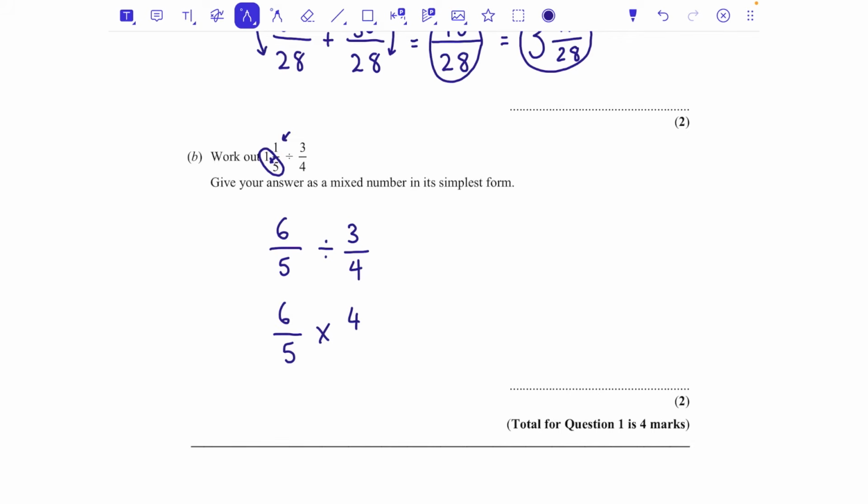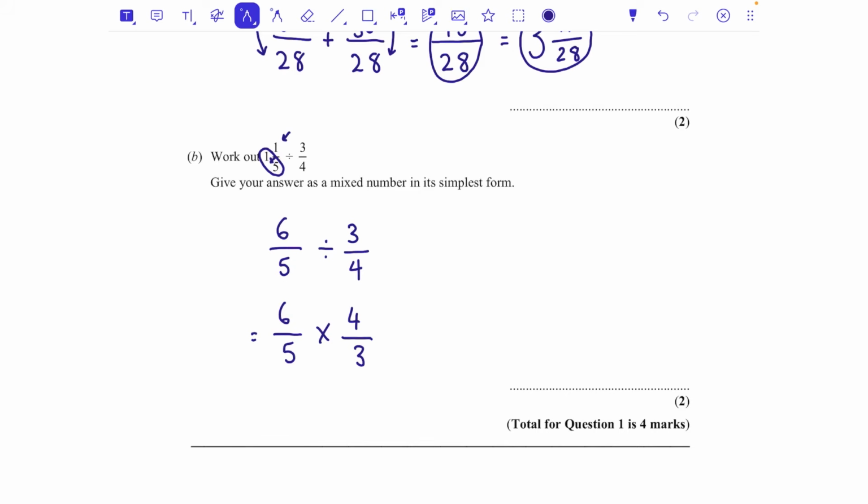So when we divide fractions, it's the same as multiplying by its reciprocal. And a reciprocal is a fancy word for when you're inverting that fraction and putting the denominator on the numerator and the numerator on the denominator. So there we go. We've got the same question there. Dividing by 3 quarters is the same as timesing by 4/3.